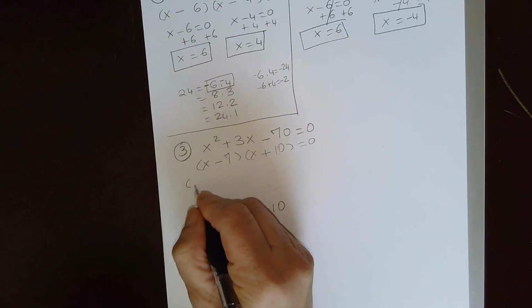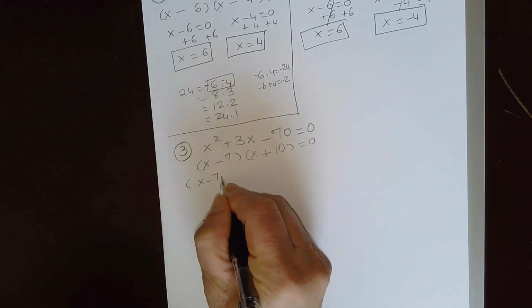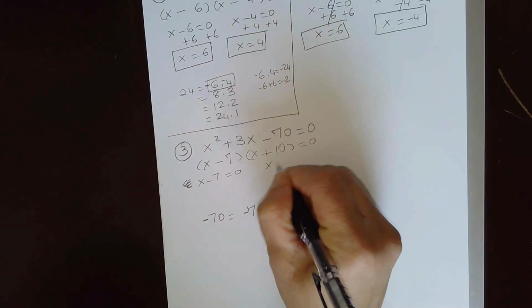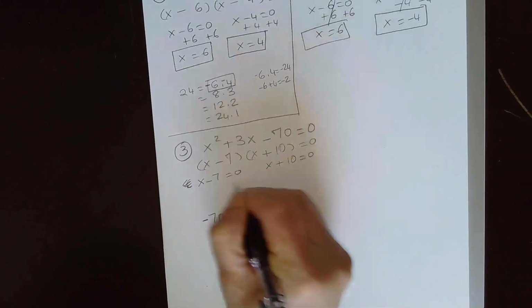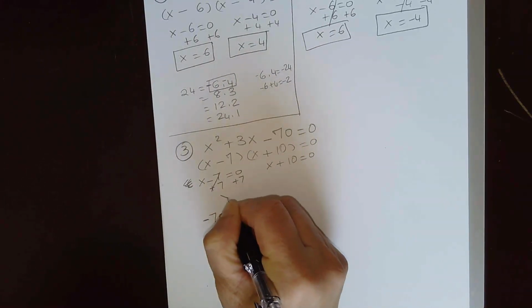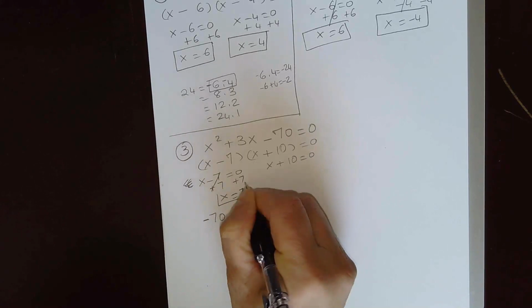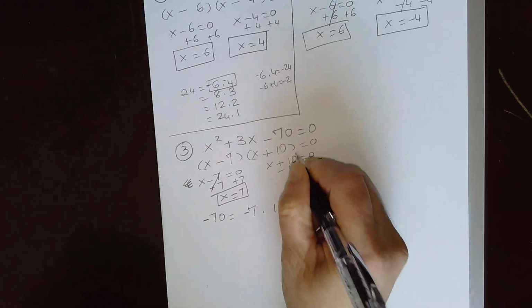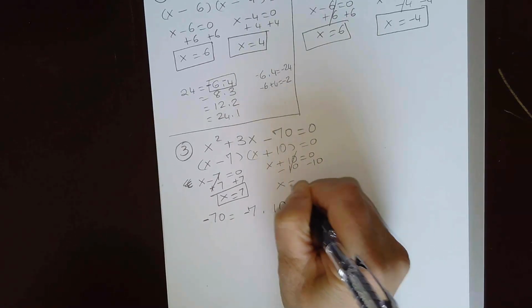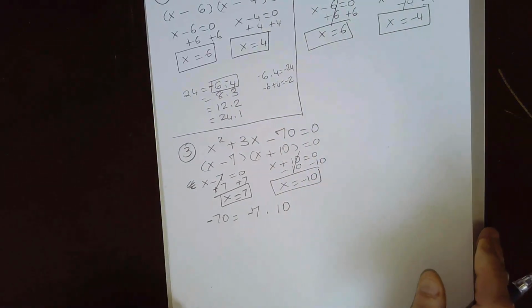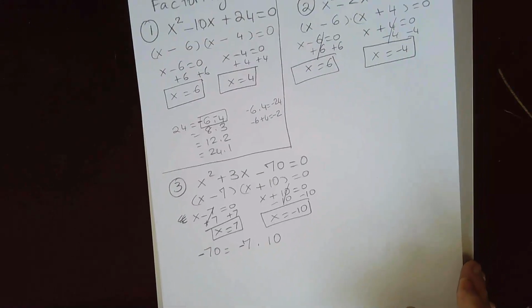We set each factor containing a variable equal to 0. I don't need the parentheses here. x plus 10 equal to 0. So now we add 7 on both sides, and this cancels. x is equal to 7 on the left side of the equation, and we subtract 10 on both sides, and that cancels, and we get x is equal to negative 10. So these are my two solutions, x equals 7 and x equals negative 10.